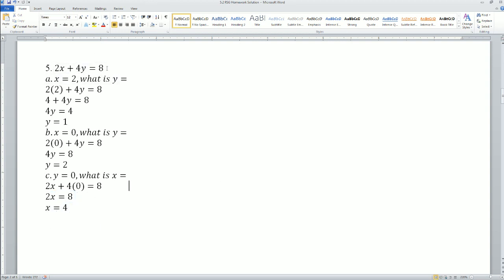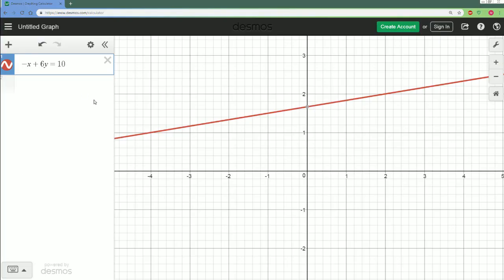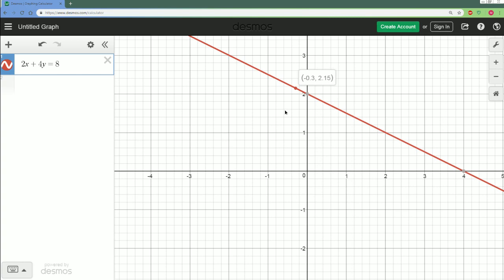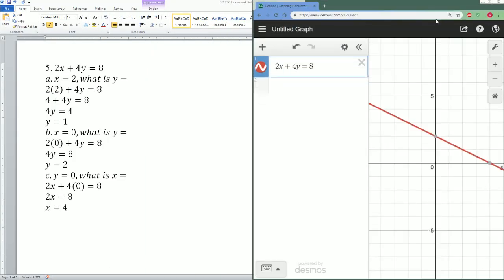Alright, let's see if I did it correctly, because sometimes I make errors. Let's just graph that in Desmos. Boom. Alright, so my solution was what? I said the first one was x equals 2.